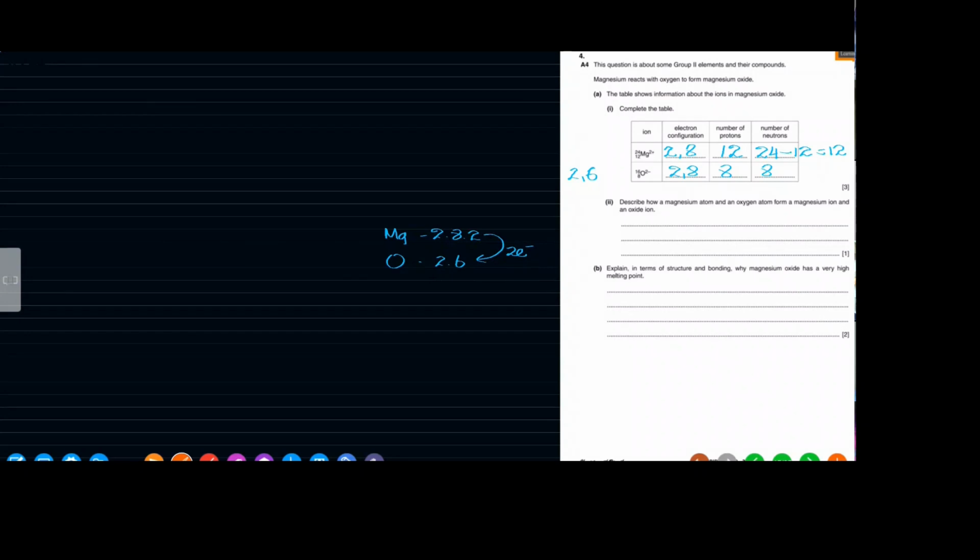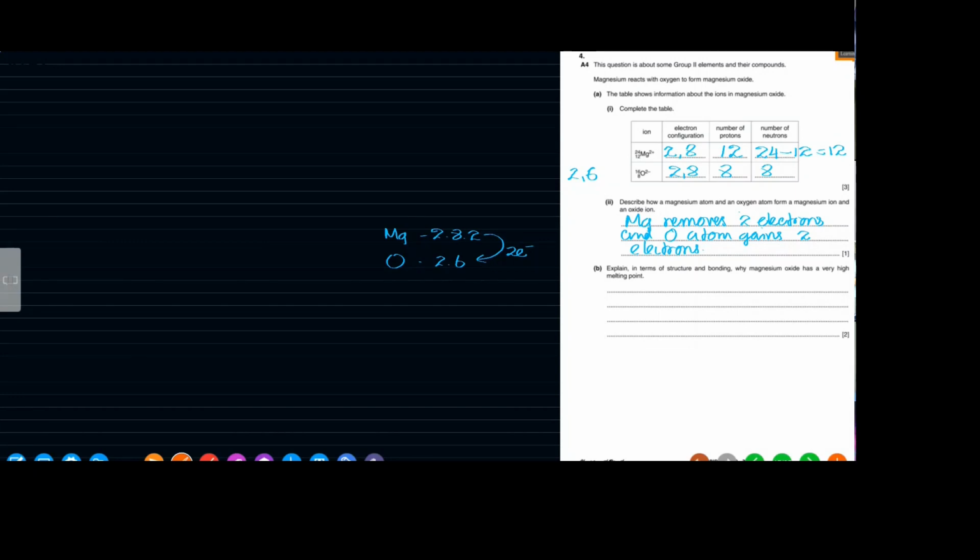So you have to say magnesium removes 2 electrons, and the oxygen atom gains 2 electrons. Right. So it's just 1 mark. Right. You have to include that explanation.